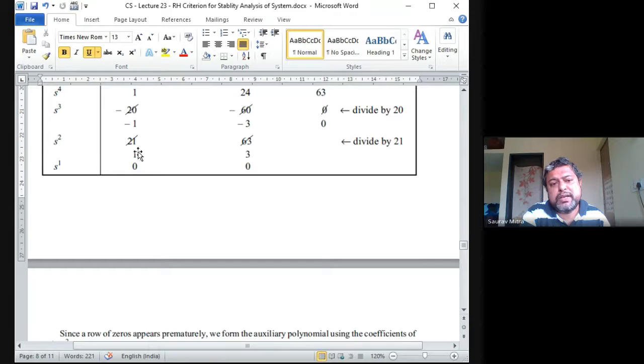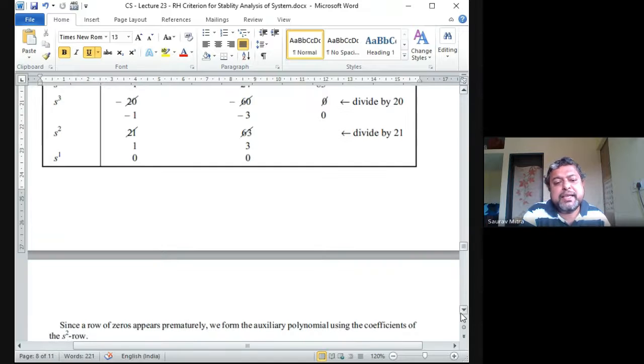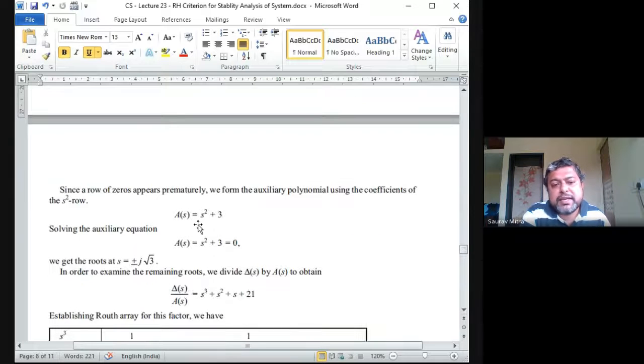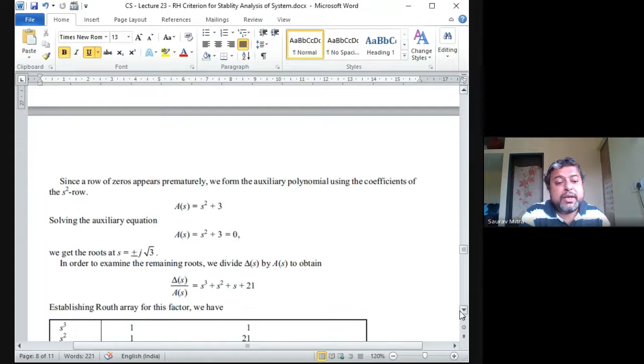Previous step is the s square polynomial. So this is s square plus 3. Now see what they have done in the next step. Okay, so what they have done is s square plus 3. What you can do is solve the auxiliary equation s square plus 3 is equal to 0. We get the roots as s is equal to plus minus j root 3.